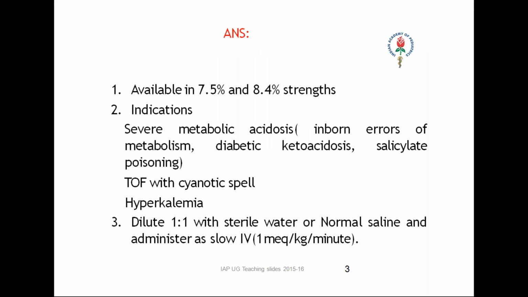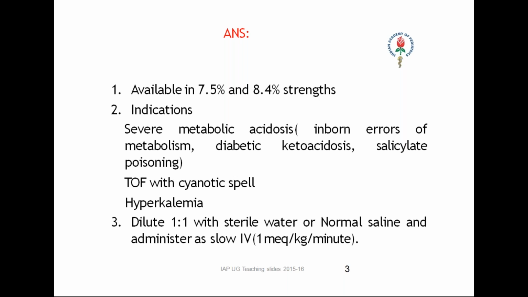So what are the available strengths? The answer is 7.5% strength, and one more strength available is 8.4% weight by volume, where we use this sodium bicarbonate. So this is an alkali, right? So in severe metabolic acidosis, we use this.